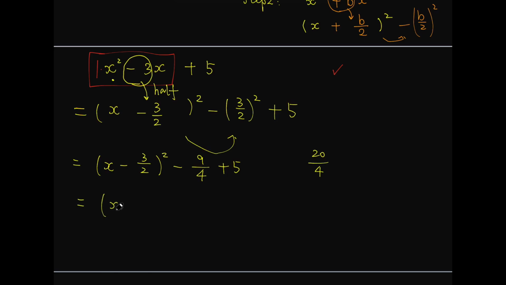Then we will have minus 9 over 4. Then the constant can be simplified to 11 over 4. Therefore, the final answer will be x minus 3 over 2 all squared, minus 11 over 4. Okay.